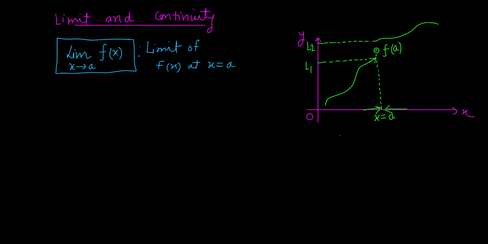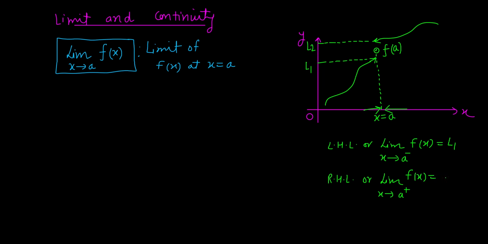So here is what you will write for the limit. As we approach x equal to a from the left hand side, the function's value approaches L1. So you write the left hand limit of the function, or mathematically, limit x tending to a minus of f(x), equal to L1. Similarly, as you approach x equal to a from the right hand side, the function's value approaches L2. So you write the right hand limit, or RHL, mathematically limit x tending to a plus of f(x), equal to L2.